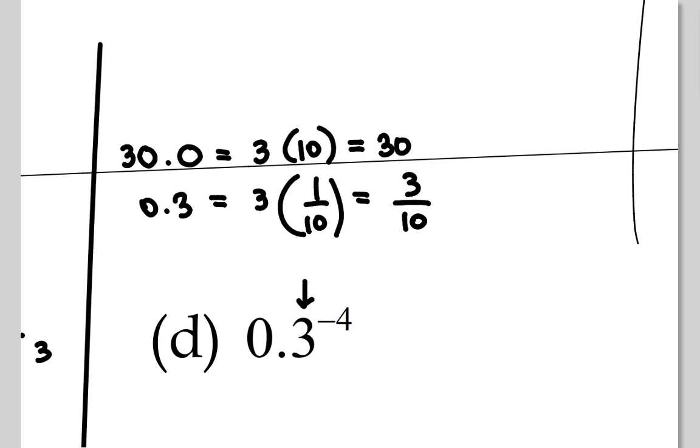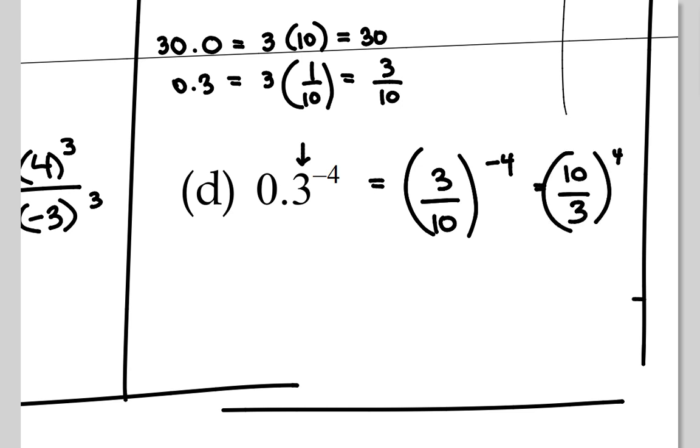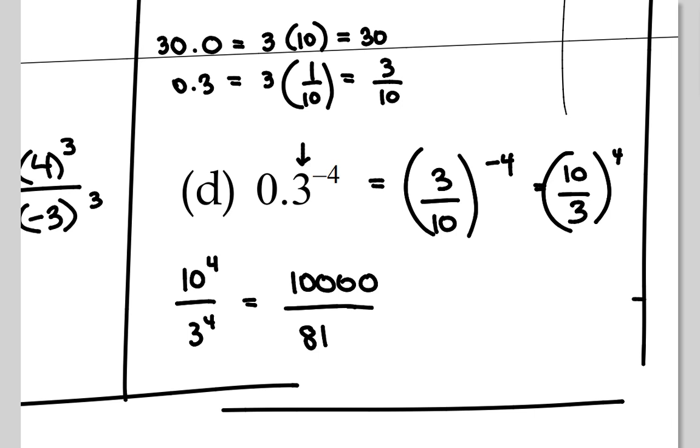That's the fraction. 3 tenths to the negative 4. What can I do with the 3 tenths? Reciprocate it. Now the whole fraction is being raised to the power 4, so each one gets raised to the power 4. And I evaluate them separately, and I think this is 81. 10, 10, 10 is 1,000. Oh boy, 10,000. That looks better. I think that's good.